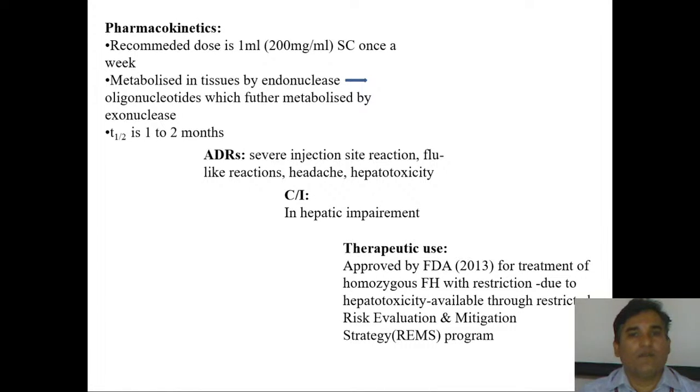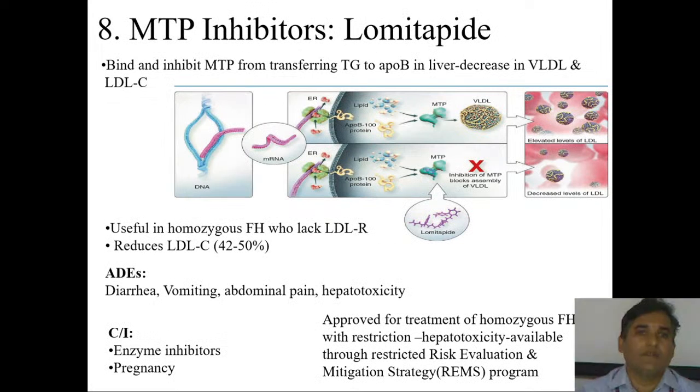Recommended dose is 200 mg per ml subcutaneous once a week, and it is metabolized in the tissue by endonuclease to oligonucleotides, which are further metabolized by exonuclease. Half-life is 1 to 2 months. Adverse effects: severe injection site reaction, flu-like reactions, headache, hepatotoxicity, and it should not be used in liver impairment. Therapeutic use: it is an FDA approved drug for homozygous familial hypercholesterolemia. Due to the hepatotoxicity, it is not commonly used now.